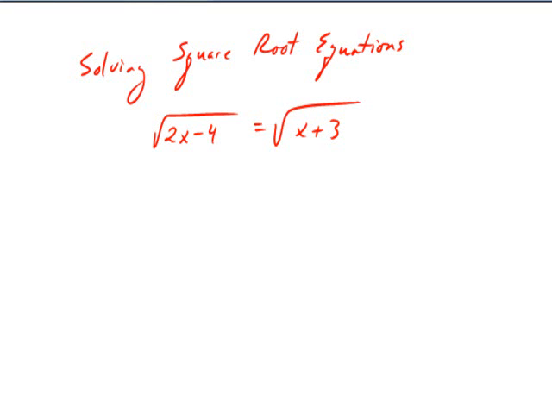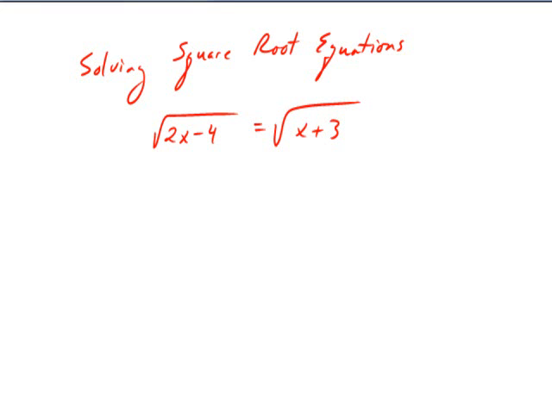In general, when we solve equations, we solve them by doing the inverse operation of the operation in the problem. For example, if we have x plus 3 equals 7, we subtract 3 from both sides. Or 4x equals 12, we divide both sides by 4. The inverse operations being addition and subtraction, or multiplication and division.